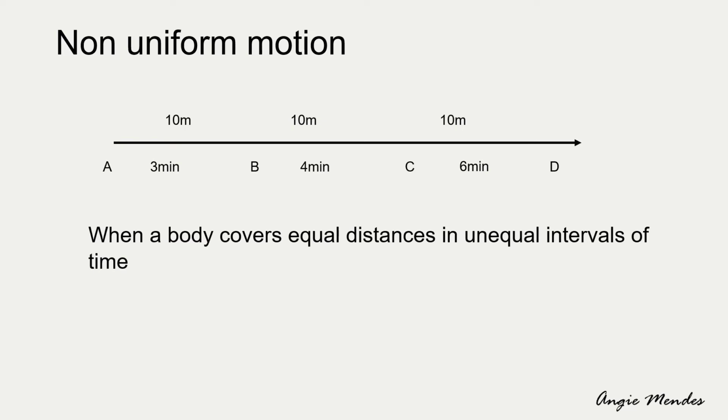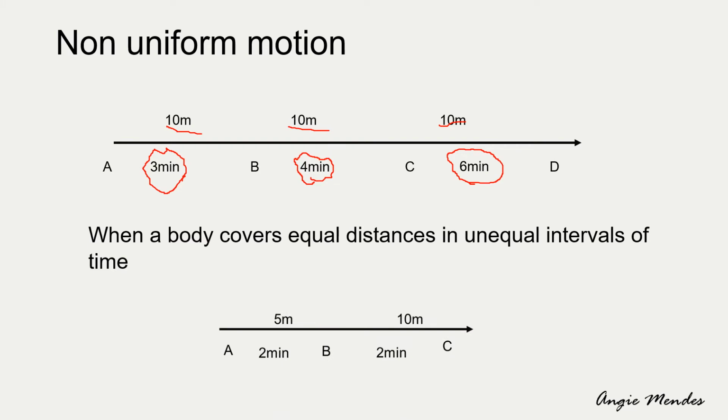If a body travels from point A to point B and it covers 10 meters in 3 minutes, and then from B to C it is covering again 10 meters in 4 minutes, and from C to D it is again covering 10 meters but it takes 6 minutes. So what is happening here? The body is covering equal distances in unequal intervals of time. So this is an example of non-uniform motion.